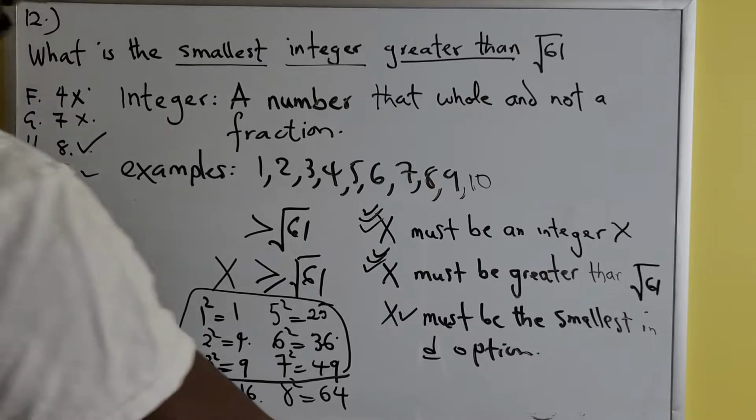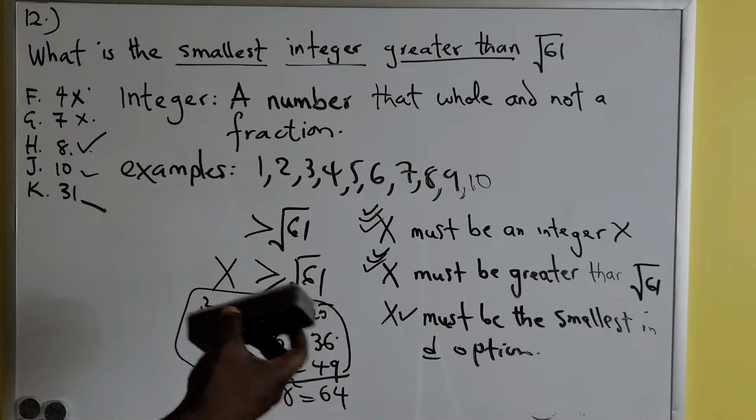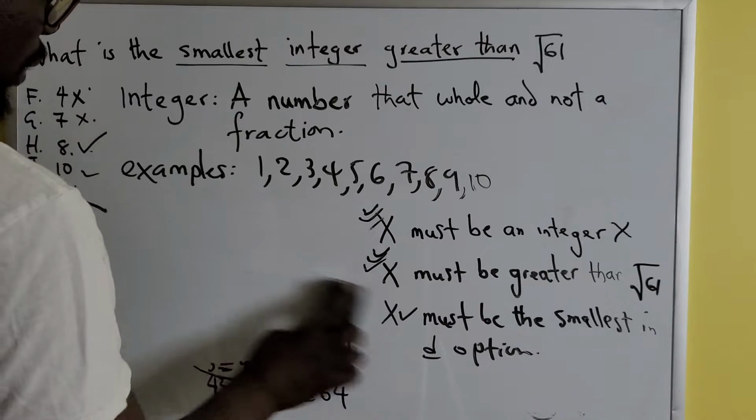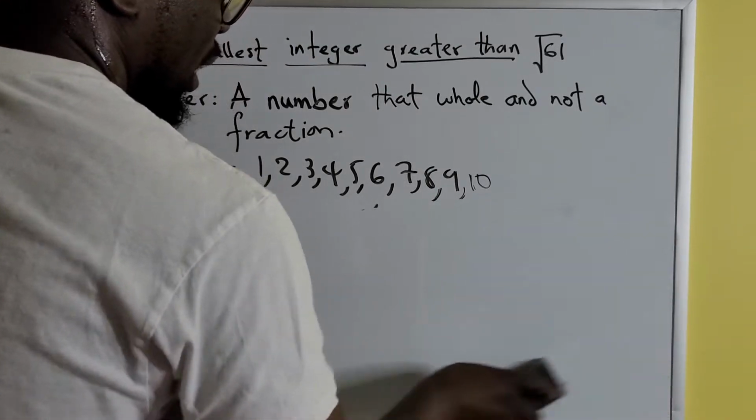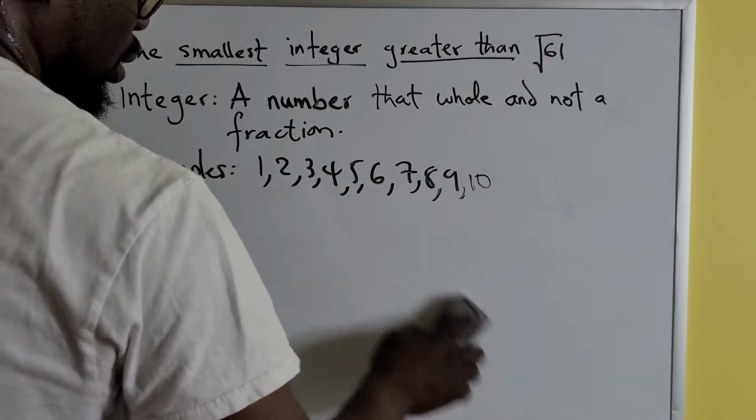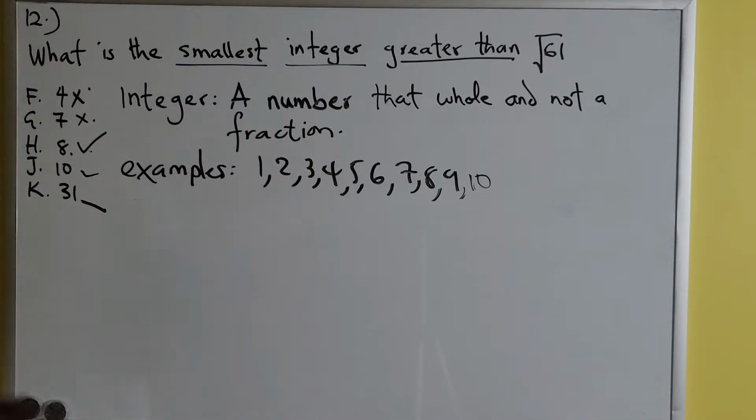Very easy. In an exam situation, all you gotta do is look for the number that when you square it will be greater than 61, but will be the smallest in this group. That's how you answer that question. Let's go to question 13.